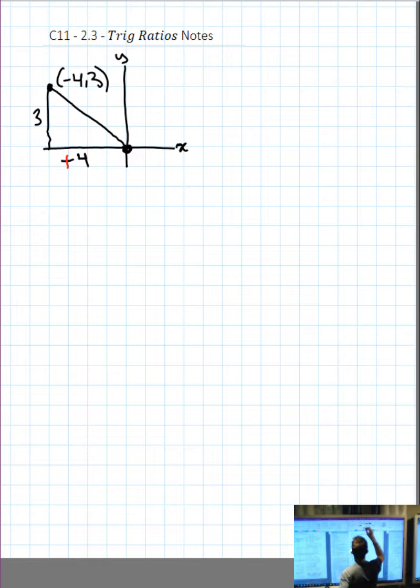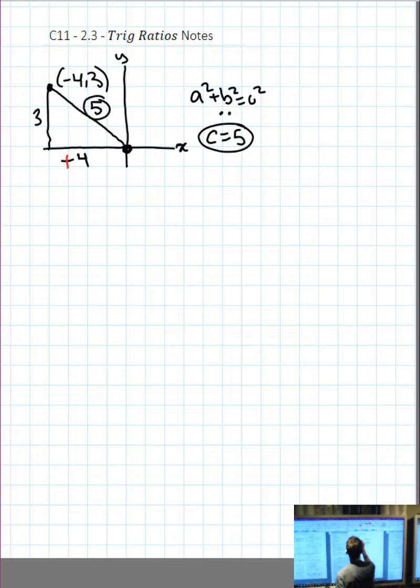Okay, so we have to do Pythag to get the third side. So a squared plus b squared equals c squared. Are you kidding me? Go back to grade 8 and learn about Pythag. C equals 5. Circle your answer. Put it in the diagram. Circle your answer. Okay, so we have side lengths of 3, 5, and 4.